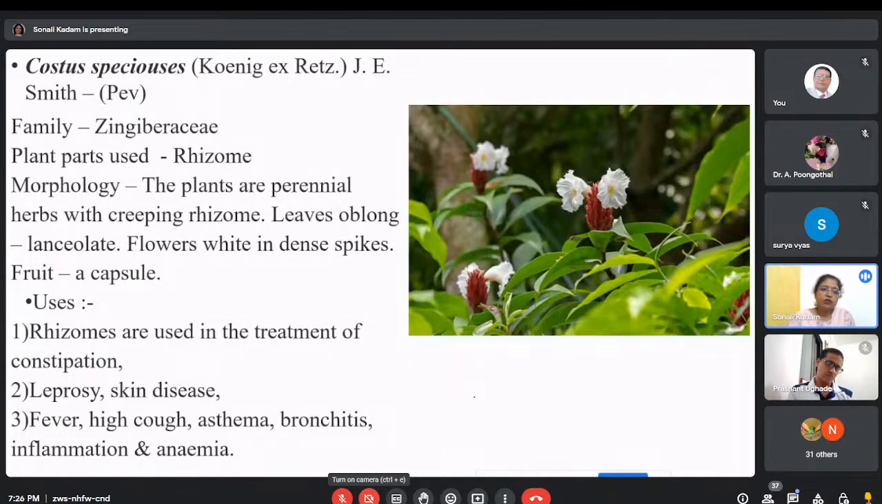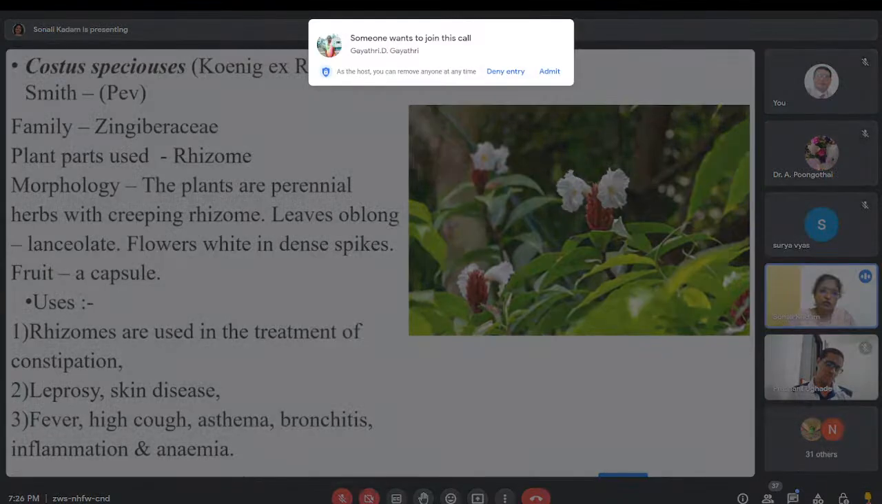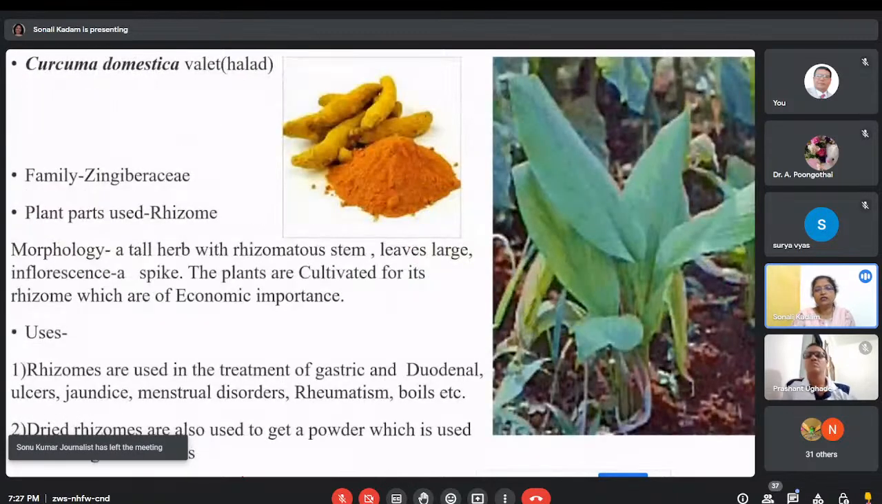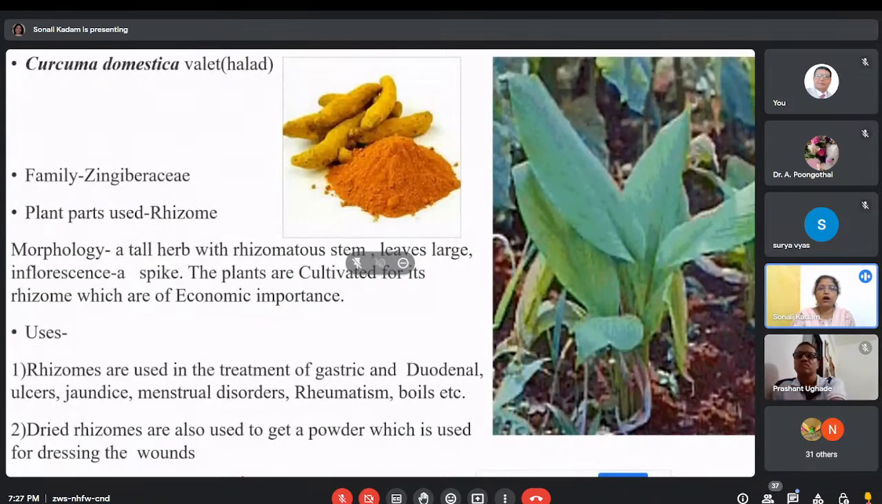Okay, the rhizome of this is used for constipation, also in cough, asthma, bronchitis, and anemia. We can use it. This is much familiar to us.